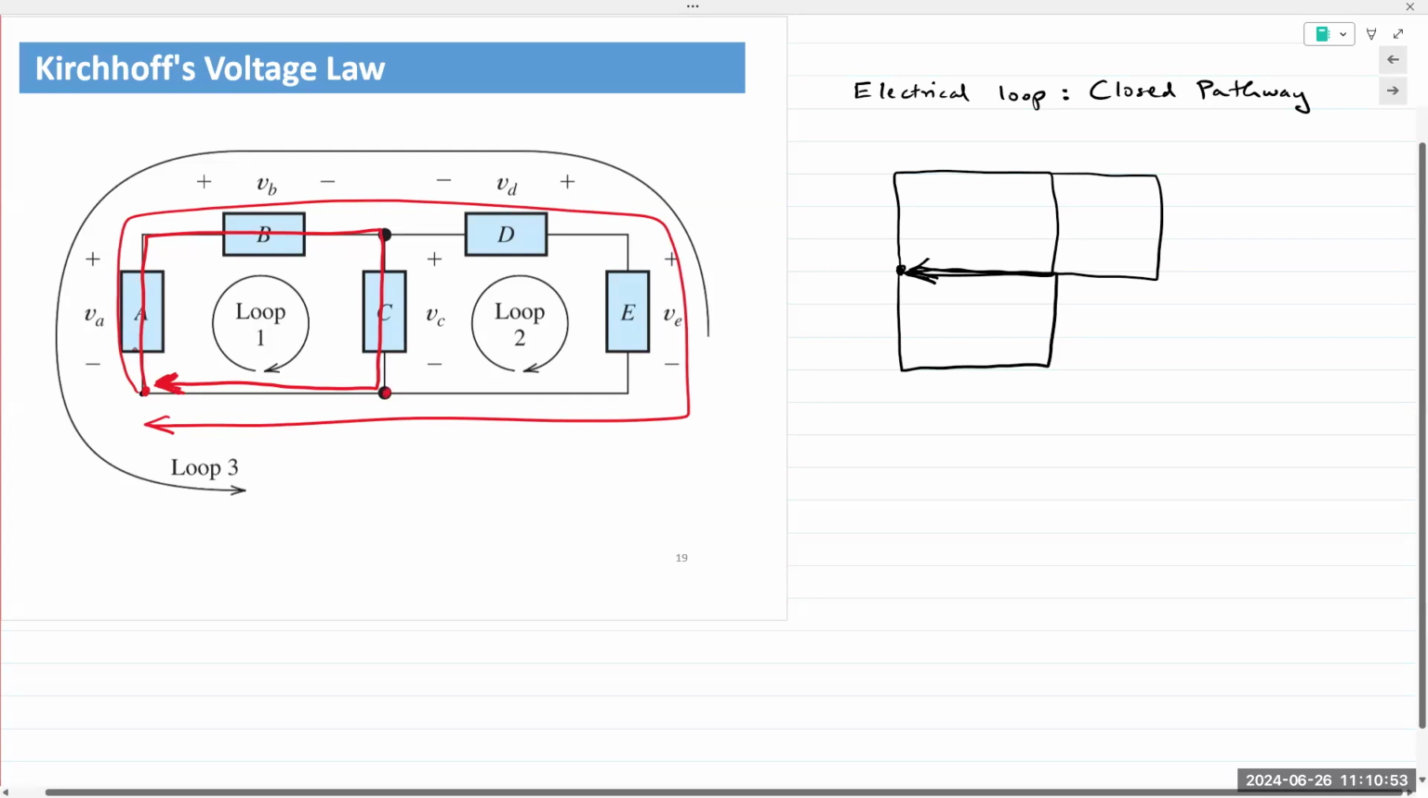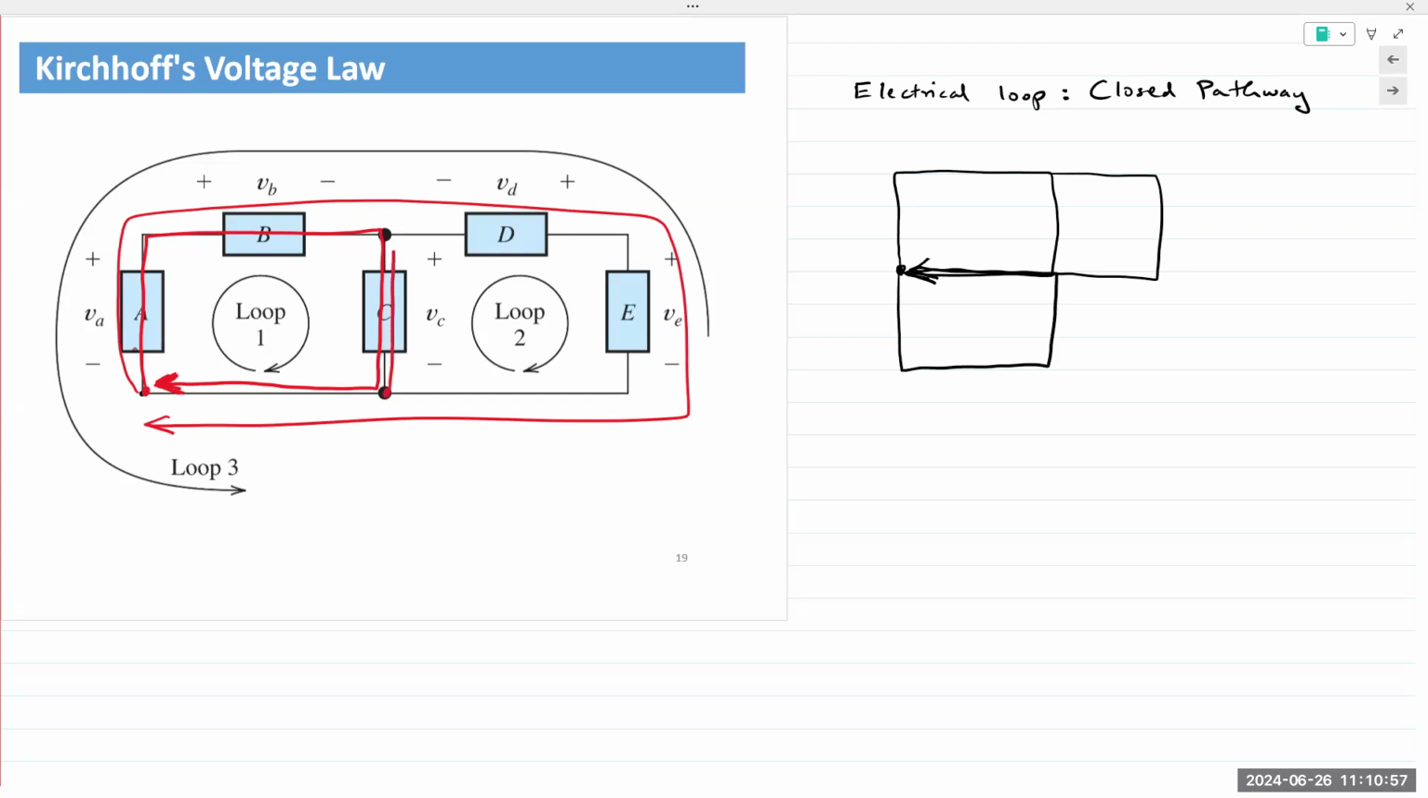And finally, if I start at the bottom middle node and I go around and I come back to that same point, I get loop 2. Okay, loop 1, loop 2, and loop 3. It's a closed pathway, basically multiple ways of starting at a point and coming back to that exact same point. And that comprises a loop.